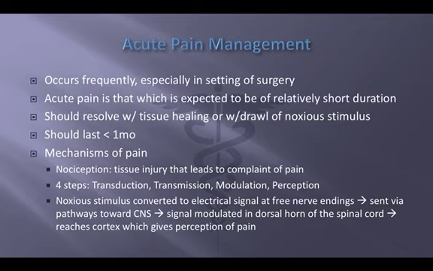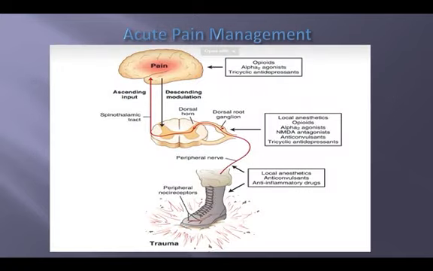There are multiple mechanisms of pain. The nociception is tissue injury that leads to the complaint of pain. There's technically 4 steps: transduction, transmission, modulation, and perception. So you get a noxious stimulus, which converts to an electrical signal at the free nerve endings. Then that gets sent via certain pathways towards the central nervous system. There, the signal gets modulated in the dorsal horn of the spinal cord, and then it goes up and reaches the cortex, and that's where it's going to give you the perception of pain.